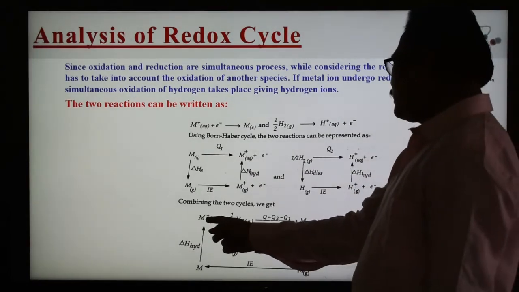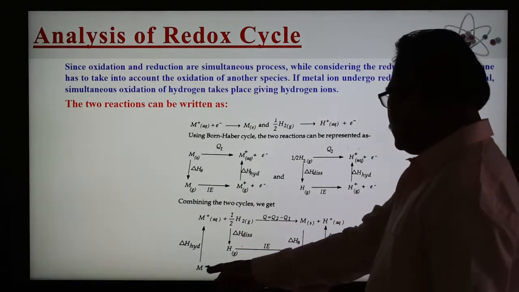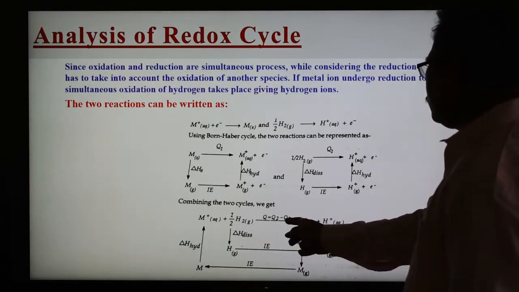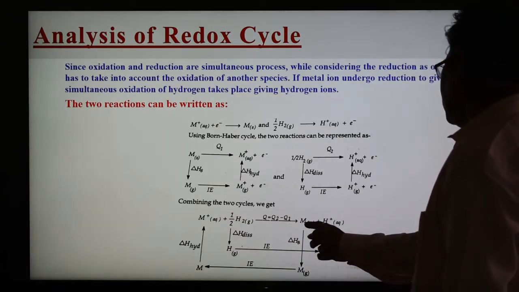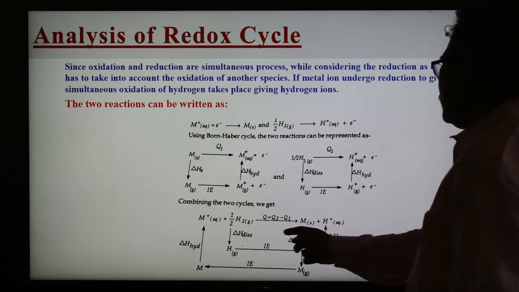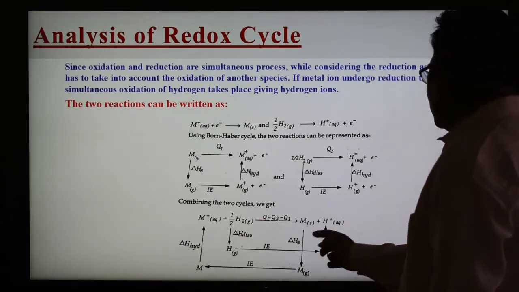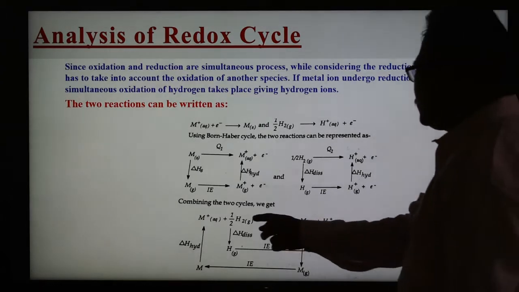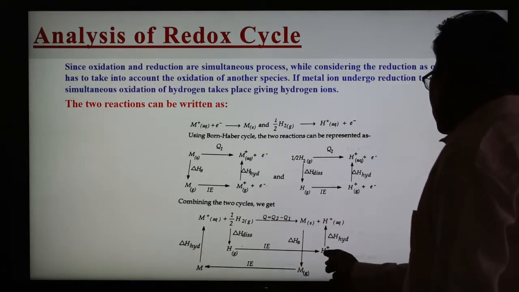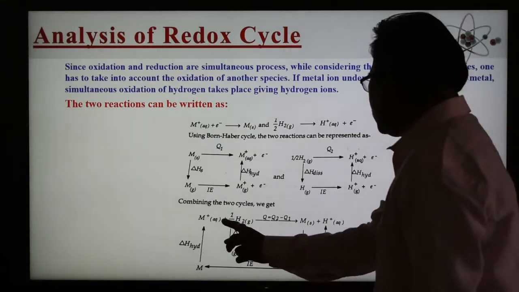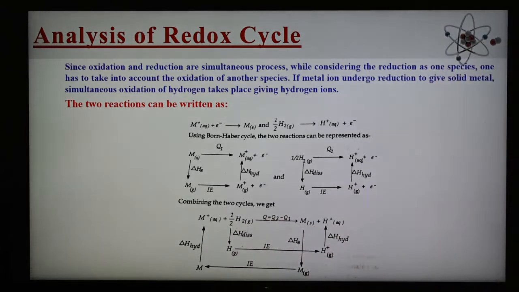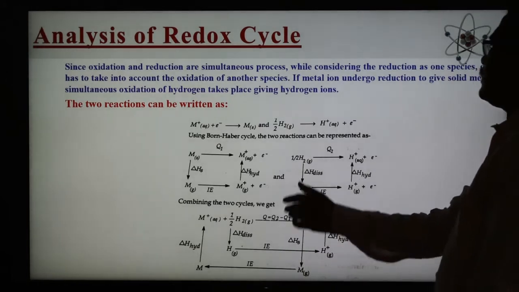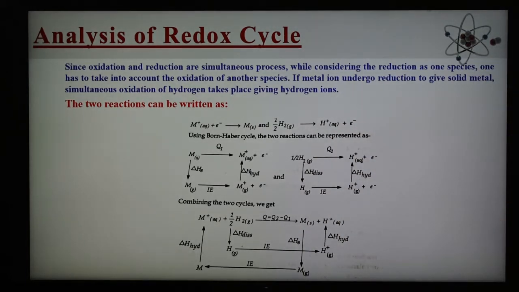These two separate cycles can be combined. So here is the metal, and here Q1 plus Q2 is the total. The reaction is metal ion plus hydrogen, with Q the change of energy, forming solid metal and H plus ion. This is the direct reaction, and we can also convert hydrogen into hydrogen atom and then H plus ion. This is also shown: the solid metal is converted to gaseous metal, and then the aquated metal ion. So these two processes can also be combined. This is the Born-Haber cycle for the separate and also the combined process.